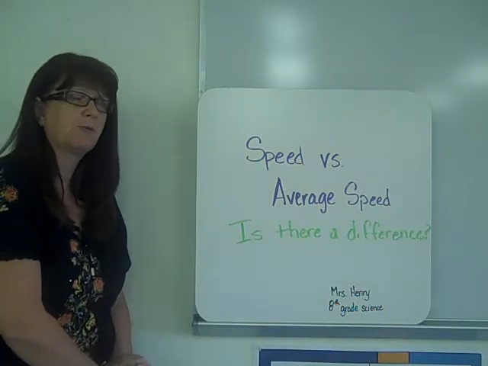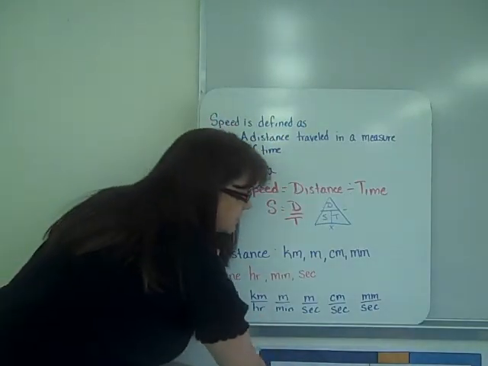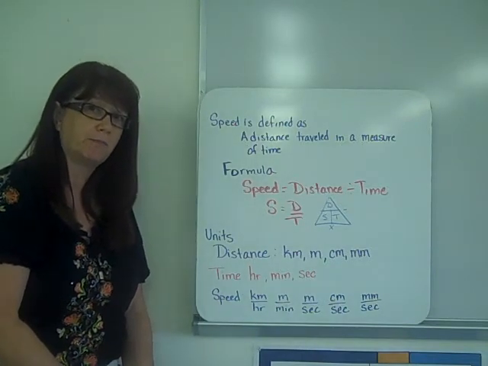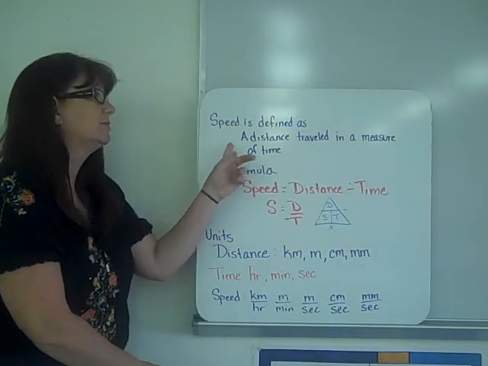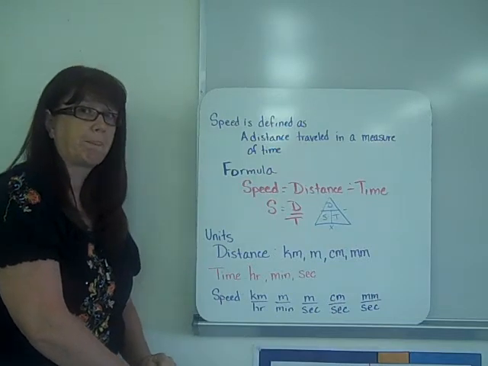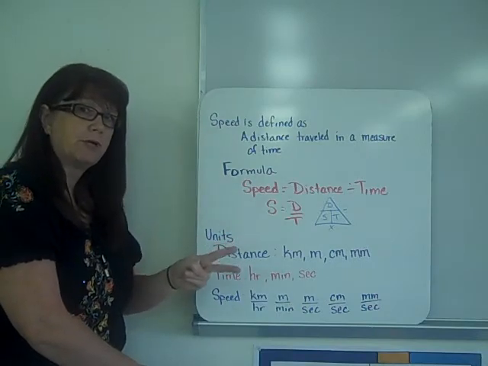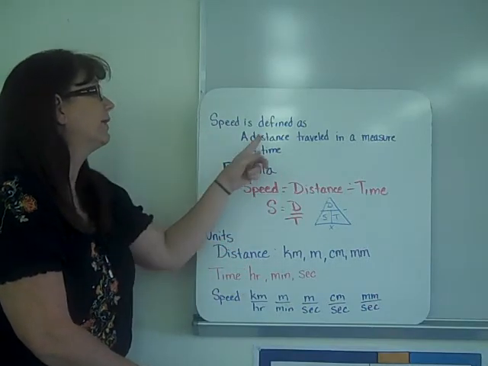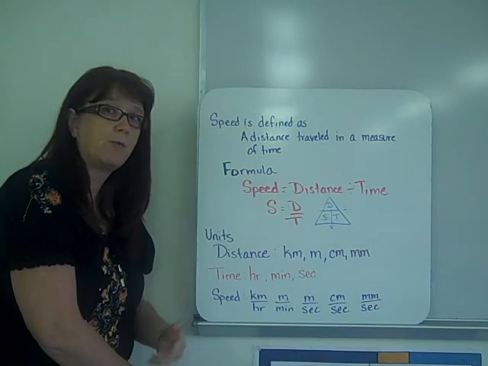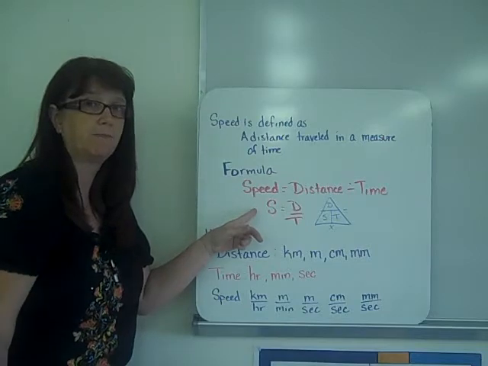Is there a difference between the two? Well, let's look. When we talk about speed, most of you will tell me that it's how fast an object is traveling. So our definition is a distance traveled in a measure of time. So you've copied down that definition. Notice that we have 2 variables that are listed in this definition. We have distance and we have time. Those are the 2 variables that we need to take into consideration when we want to calculate speed.